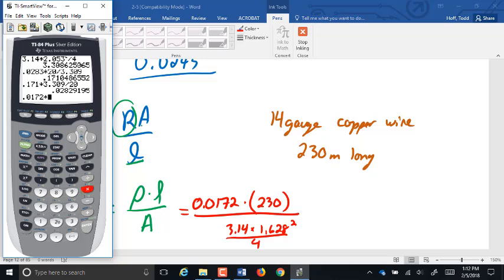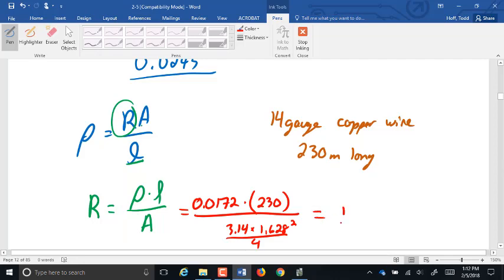So 0.0172 times 230 divided by, now I've got to put this in parentheses for the area so I get it all in the denominator, 0.314 times 1.628 squared divided by 4, and close my parentheses. I get 1.901 ohms. So 230 meters of that wire should be about 1.901 ohms.